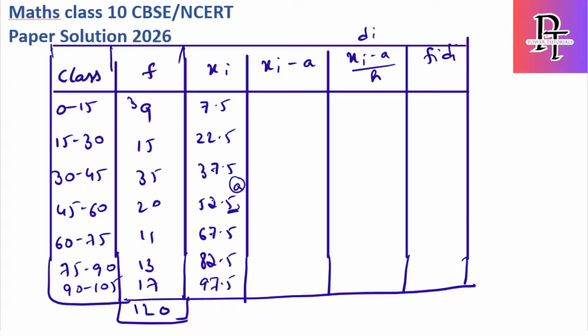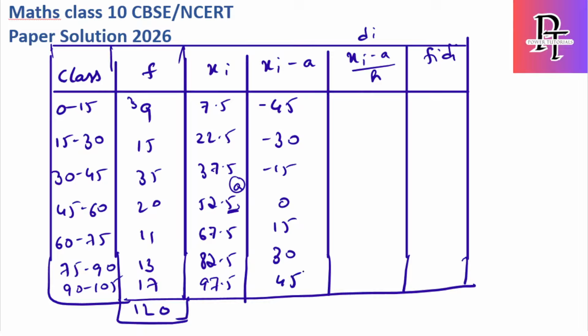77.5 minus 52.5 gives 45, so this will be -45. Then -30, -15, 0, plus 15, 30 and 45.